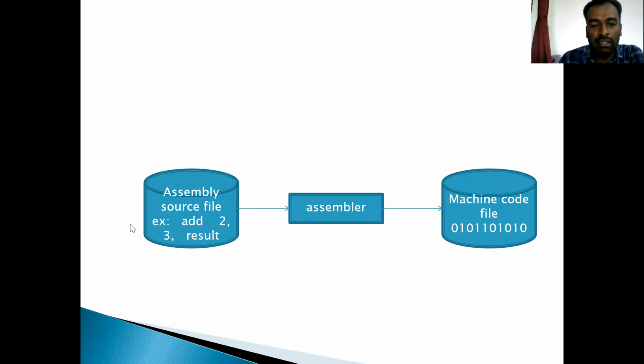This format should be converted into machine code. First, you give the instruction ADD 2, 3, result. Here 2 and 3 are integer numbers, and the sum is stored in the variable called result. After giving the instruction, it goes to the assembler. The assembler converts the programming code to machine code. The converted output is binary code like 0101, a combination of zeros and ones.